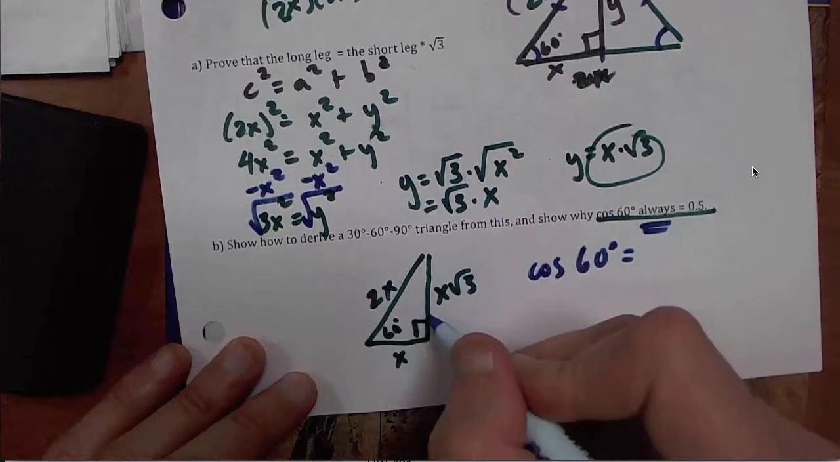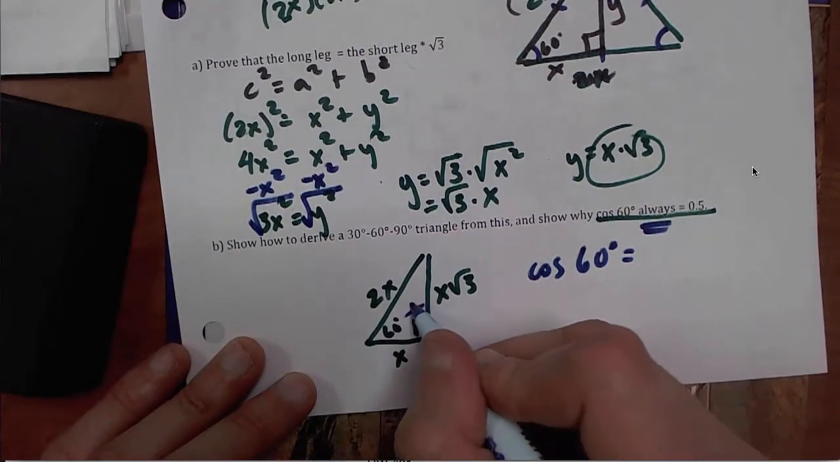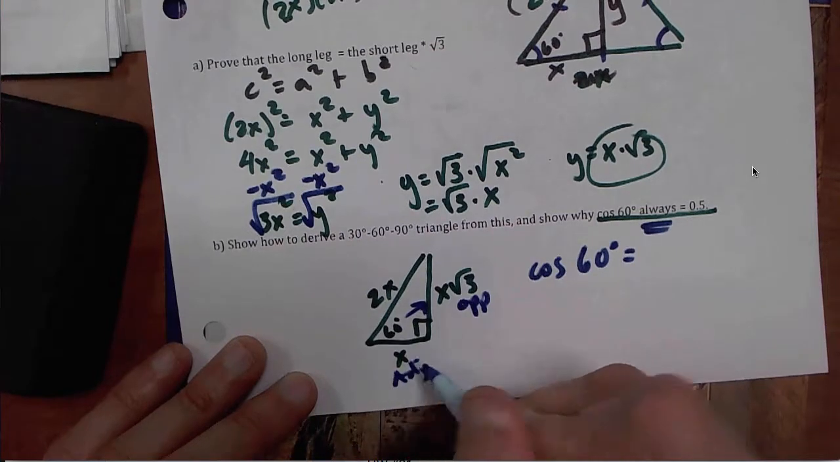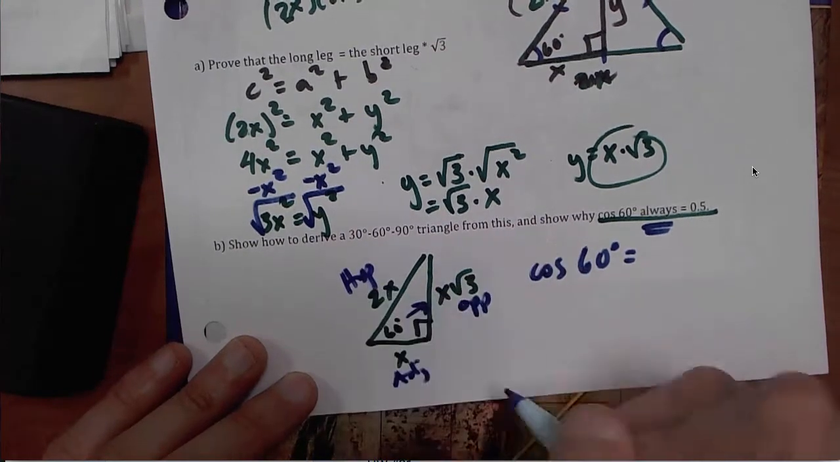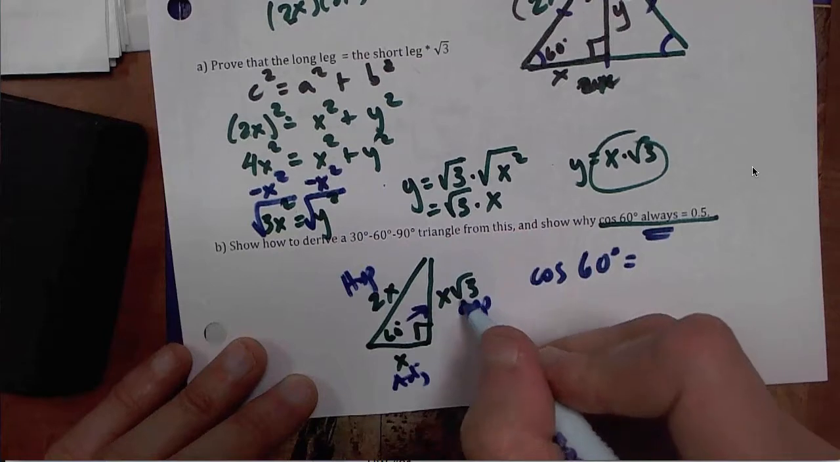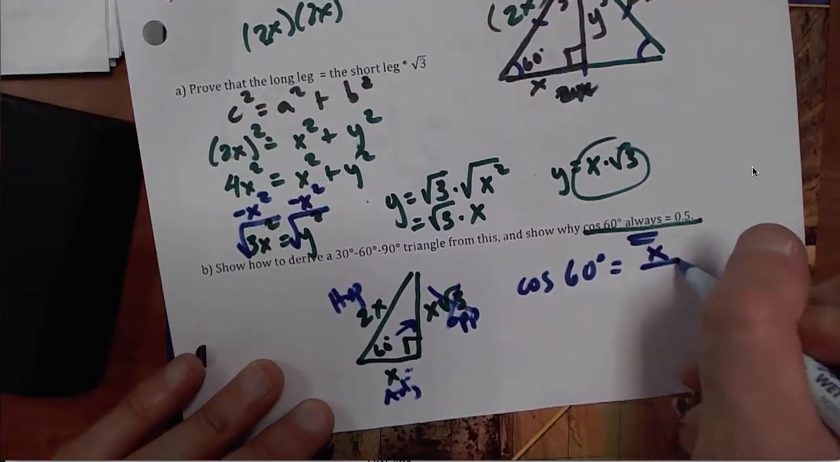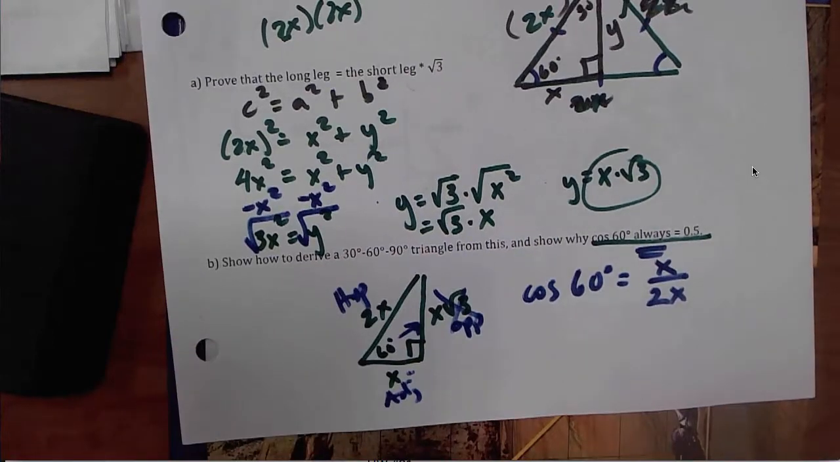So let's just think. This is the adjacent over hypotenuse, right? So this is our opposite. This is our adjacent. This is our hypotenuse. So cosine is not the opposite. It's the adjacent over the hypotenuse. So it's just equal to x over 2x.